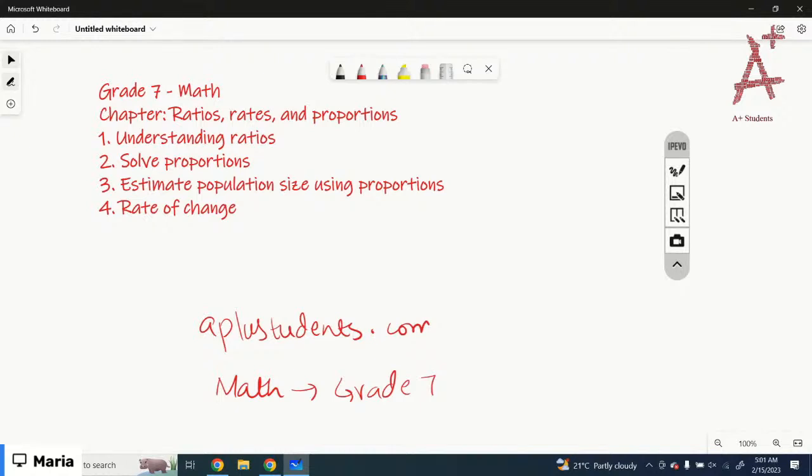There you can find a list of the chapters. We're going to start with the chapter ratios, rates and proportions. The lessons we're going to cover today are understanding ratios, solve proportions, estimate population using proportions, and rate of change. So please make sure you have your notebook and pencil so that you can note down important examples and definitions as well.